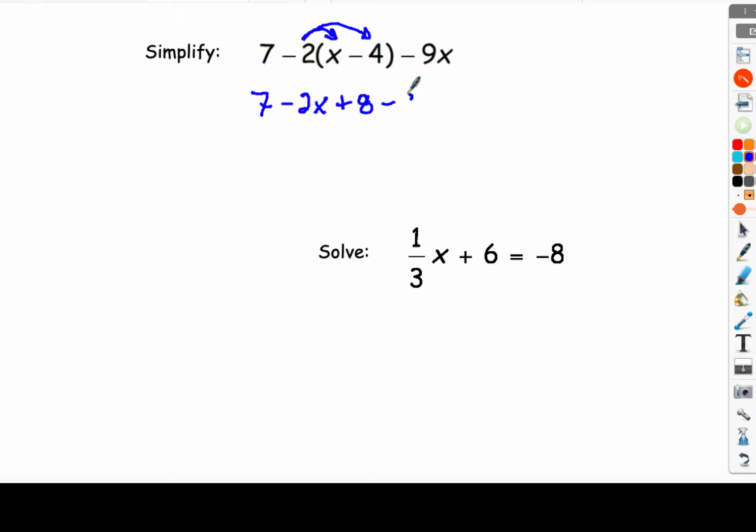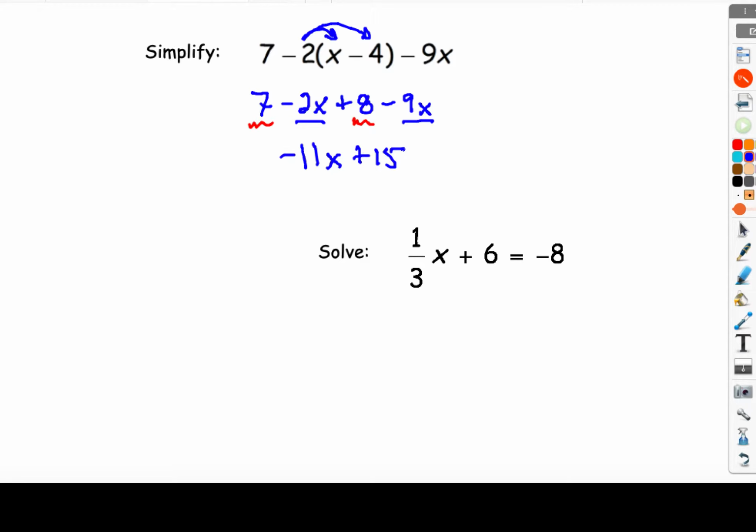Then we also have that minus 9x on the outside. Notice no parenthesis there, though. We don't need to distribute to there. Then we've got a couple of like terms. Notice I've got the x's, so this is going to become a negative 11x. And we also have a 7 and an 8. So again, we get a plus 15.